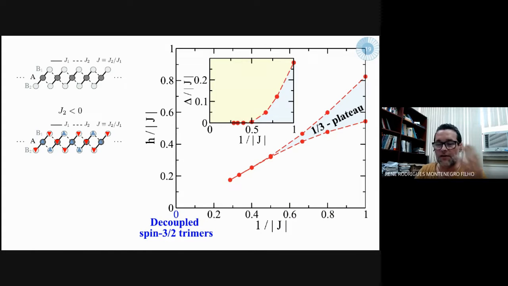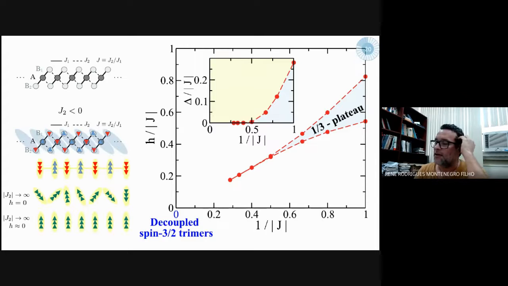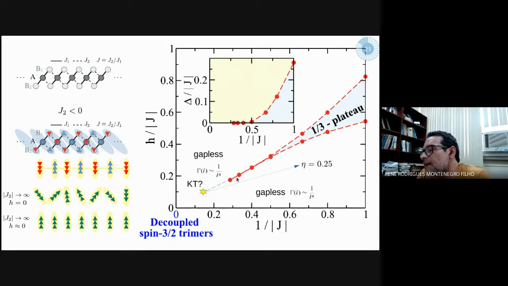The second is the Kosterlitz-Thouless transition. We will have the gap, the plateau, closing before the decoupled spin 3/2 limit. We will have a Kosterlitz-Thouless transition, and for the Kosterlitz-Thouless transition, exactly at this point, the exponent in the gapless phase is given by 0.25. We know it. So these are the two scenarios that we have investigated here.